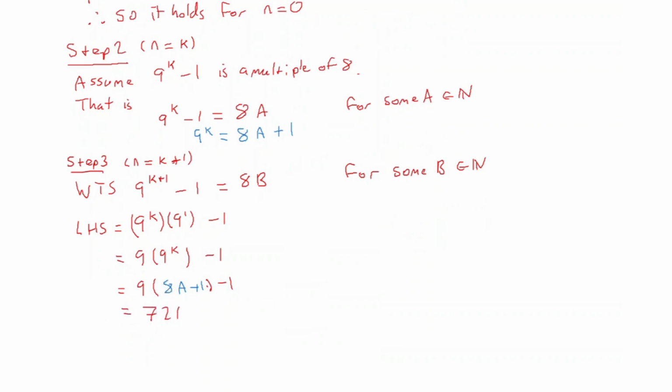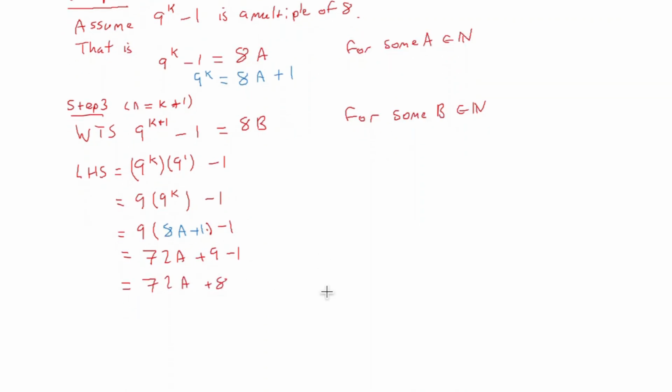Expanding gives us 72a plus 9 minus 1, which is 72a plus 8, which we can factorize to 8 lots of 9a plus 1. But that is of the form 8b, which is our right-hand side. So we've shown that 9 to the k plus 1 minus 1 is a multiple of 8 as long as this is true.